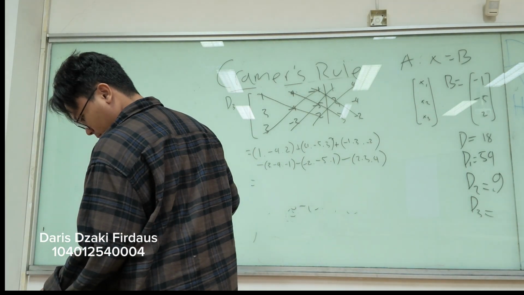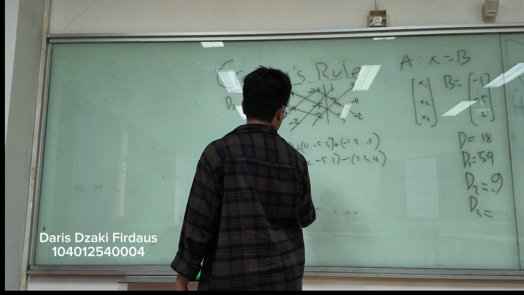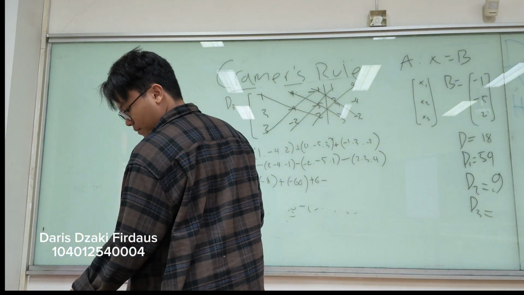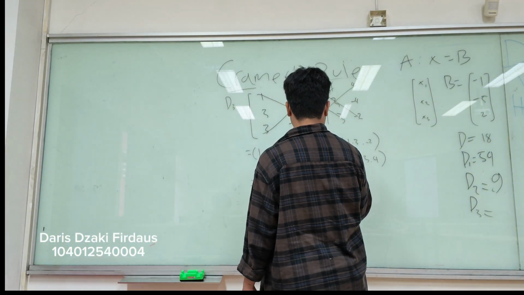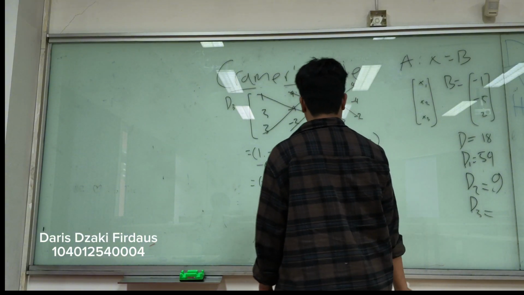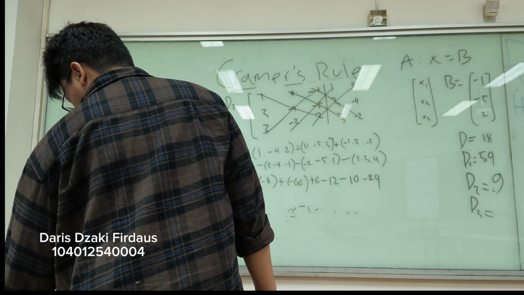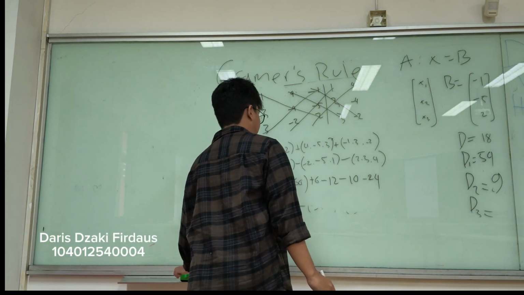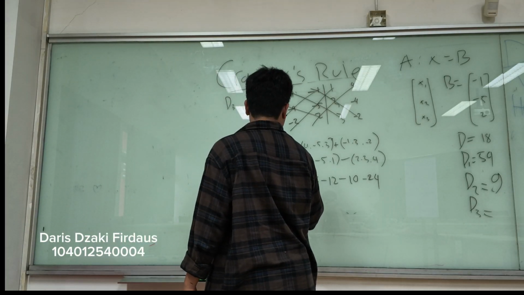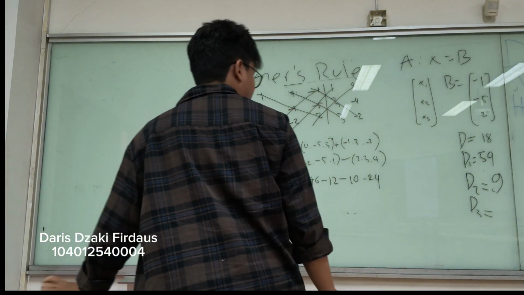So we get minus 8 times by minus 60 plus 6 minus by 12 minus by 10, then minus 24. Get minus 60, minus 108. So we got all the things we need to search for x1, x2, and x3.